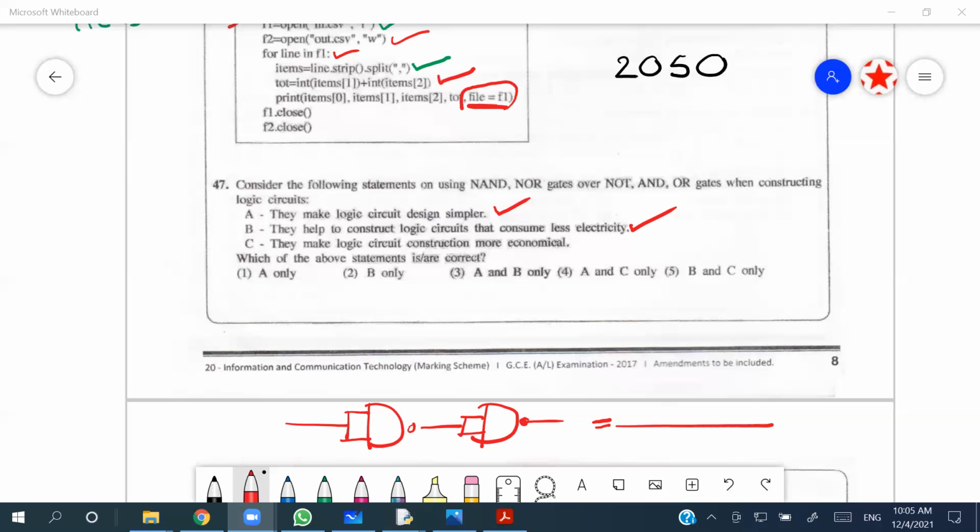So they haven't considered that they make logic circuit design simpler, and that is something that I can't digest, because there are many different ways that we can make it simpler. Okay, never mind, I'll read about it more, people. So they say the answer is going to be B and C. I'll take a look into that, people. Right. Yeah, let's keep it and go, people.